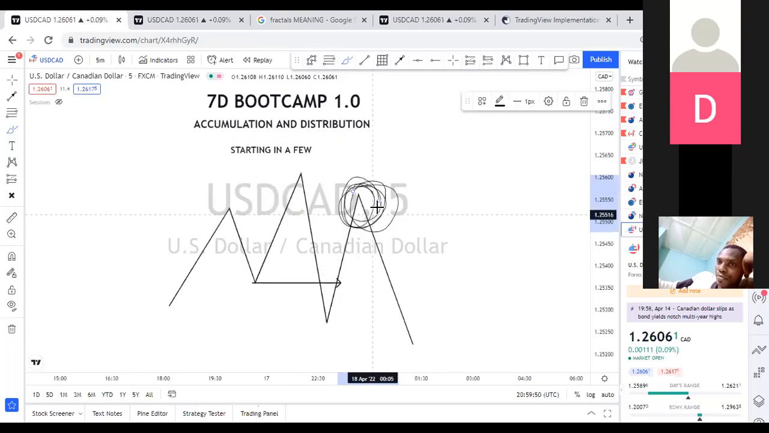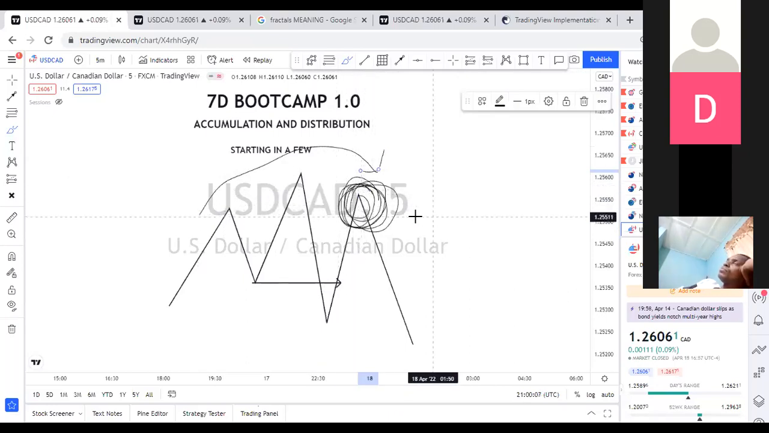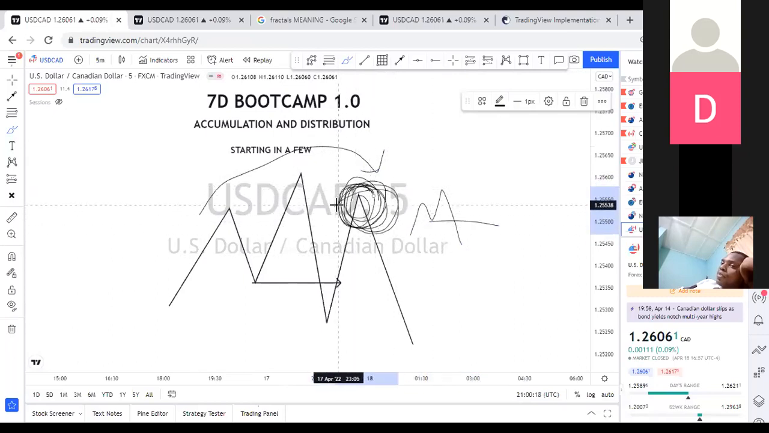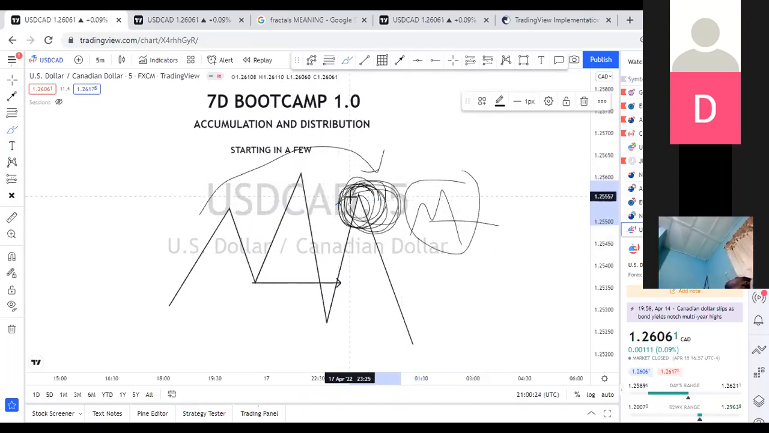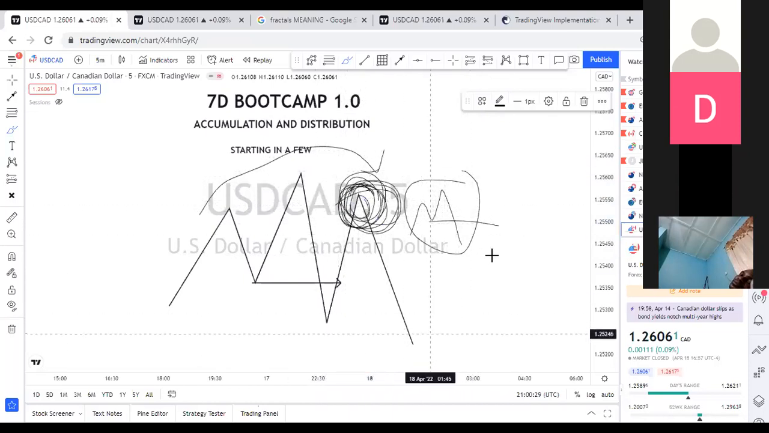Now, since we know that price is fractal, it means that when price is coming back here, remember we said that this entire thing is distribution. So when price is here, it is important that we also see the same thing, right? Higher high, higher low, higher high, break of structure again in this area. This should happen here. When this happens here, this is what we call a redistribution.